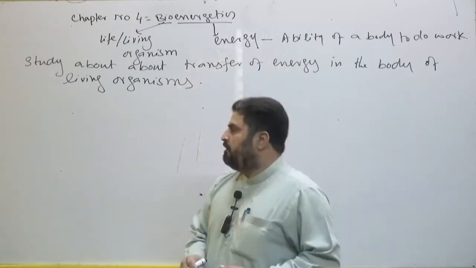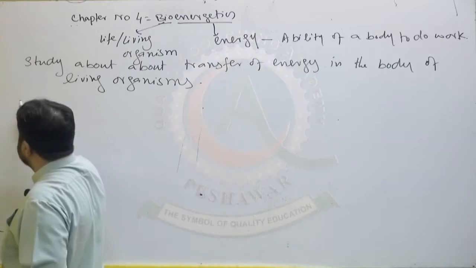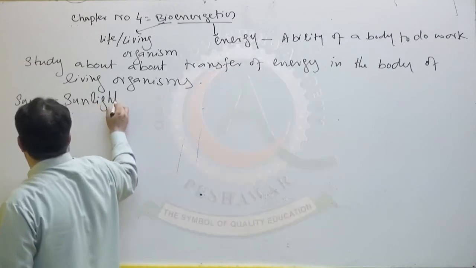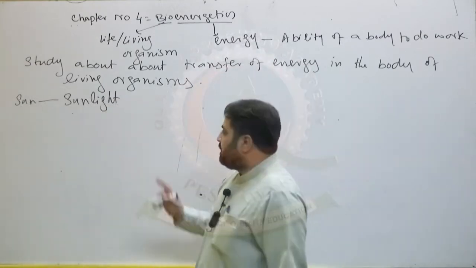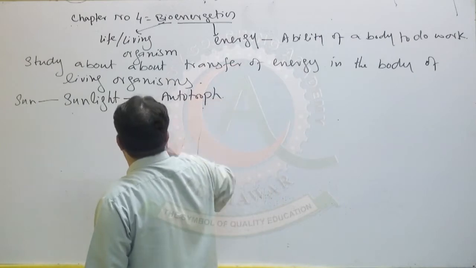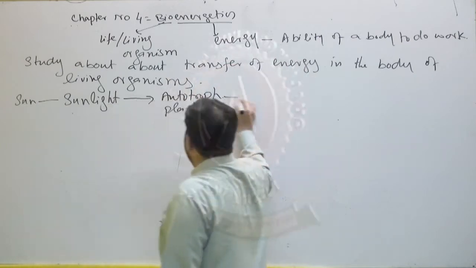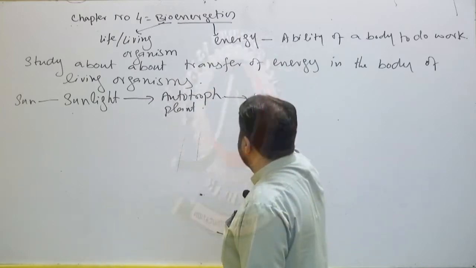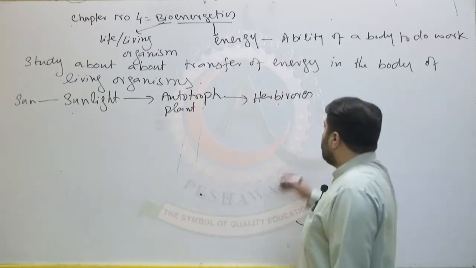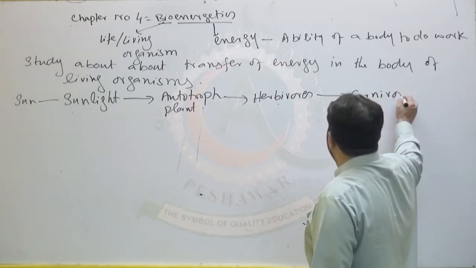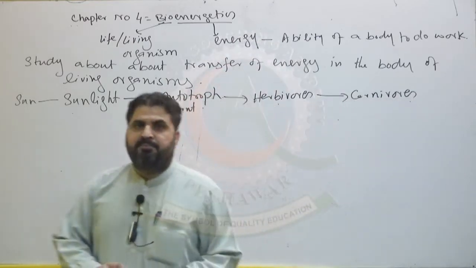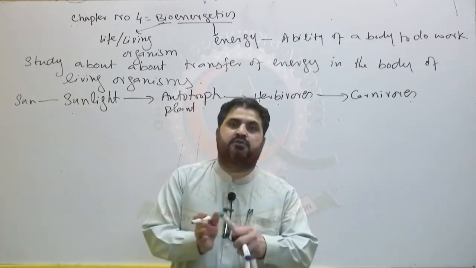That's a simple definition. The main source of energy is sunlight. So sunlight is considered to be the ultimate source of energy. This energy is captured by the autotroph, for example, plants. These autotrophs are fed upon by herbivores. Then carnivores feed upon the herbivores. So that's why energy is transferring from one organism to another. So we will discuss this energy which is related to living organisms.